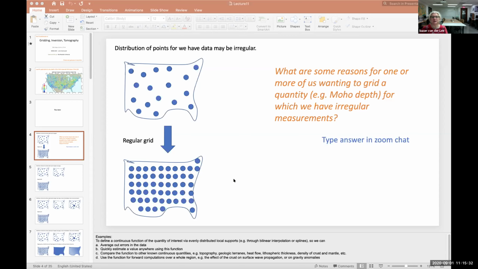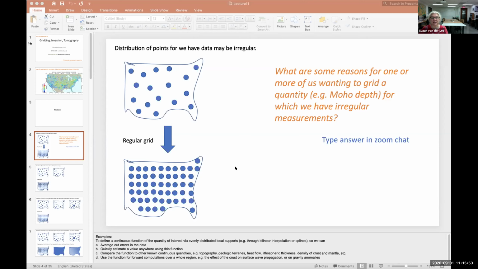And why do we want to do that? So that, for example, we can average out errors in the data, right? We can quickly estimate a value anywhere, right? Like here and here and here, or in between these grid points, using this function that is defined by these support points that are a regular grid.